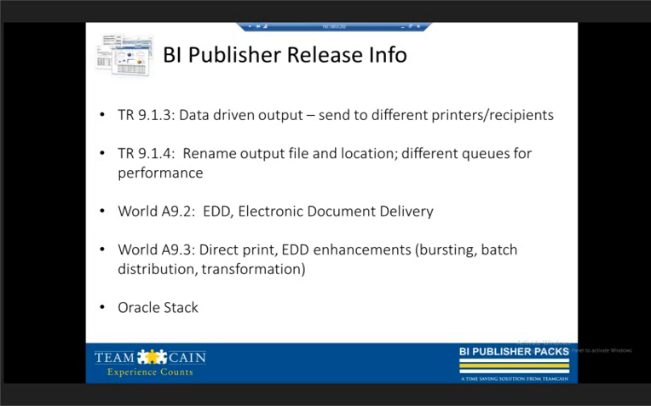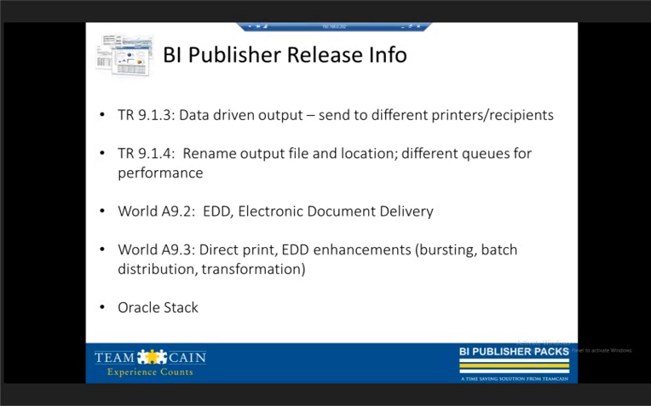In Tools Release 9.1.4, some additions were made to the features for BI Publisher, allowing you to rename the output file and specify locations where the outputs are being saved, such as archiving locations on your network. And also started utilizing different queues to increase the performance. So instead of everything going into one queue, you get some additional queues for some simultaneous processing.